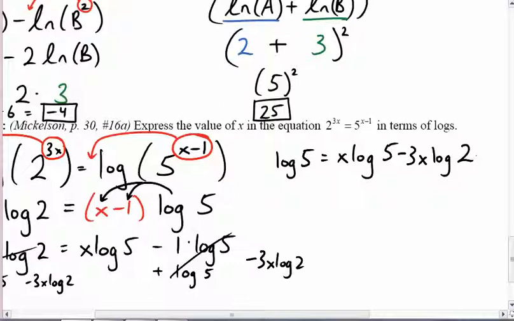So this is the part that a lot of people usually forget. We have two terms on the right side. Both of them have an x. So we can actually take out the x as a common factor. And then in brackets, we write what's left over. Log 5 minus 3 log 2. And that equals log 5.